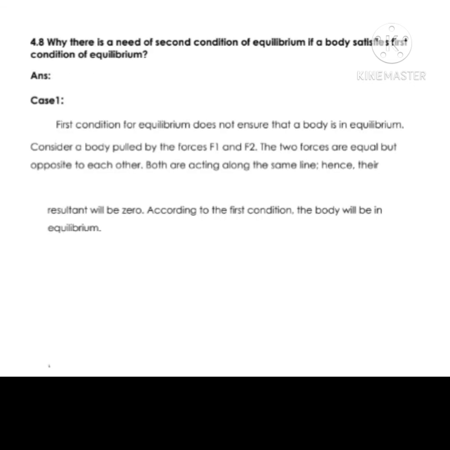Next is 4.8, that is why is there a need for a second condition of equilibrium if a body satisfies the first condition of equilibrium. The first condition for equilibrium does not ensure that a body is in equilibrium. Consider a body pushed by the forces F1 and F2. The two forces are equal but opposite to each other. Both are acting along the same line. Hence, the resultant will be 0.